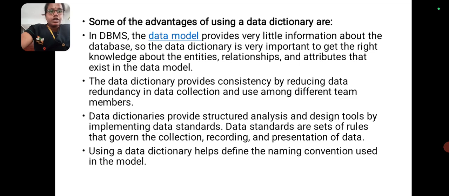The next thing we are going to see is the advantages of the data dictionary. The first advantage is that very little information is needed in the data model, because the data dictionary has the right knowledge of which entities, relationships and attributes exist in the data model. The data dictionary provides consistency by reducing data redundancy, that is duplicate data, in a data collection, and it is used by different team members, so it is easy for team members to access the data.